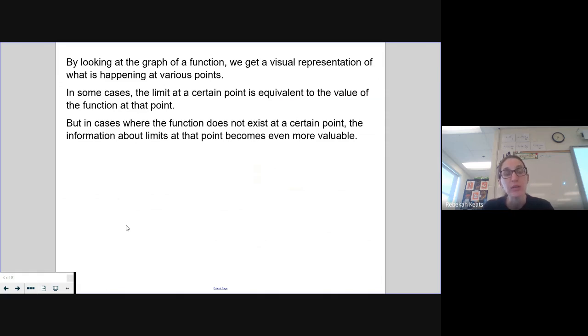And again, on the AP exam, you have a calculator section and you have a non-calculator section. So we will also be looking at how to evaluate limits algebraically in case you have to evaluate them in a non-calculator section. All right.